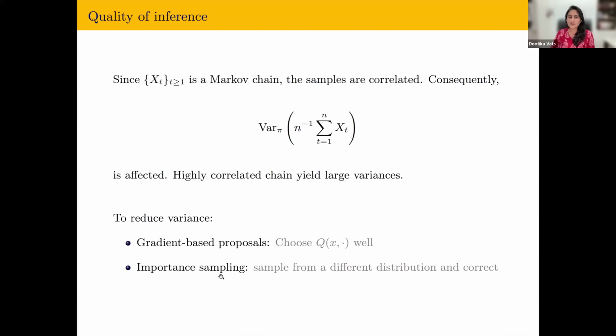And another way to reduce the variance is possibly to use importance sampling, which is the idea that I sample from a different distribution, and then I correct for the fact that I've not exactly sampled from the right distribution. And so what I'll do in the next couple of minutes is break down the gradient-based proposals and importance sampling and what they really mean in sort of helping us through this problem.